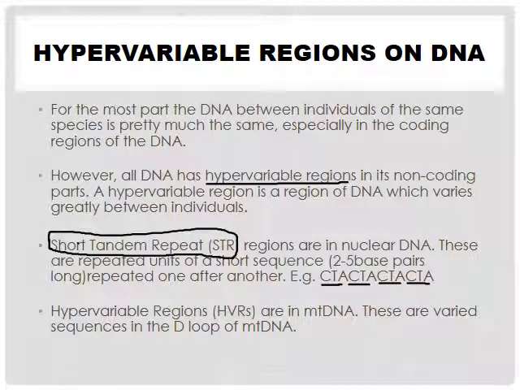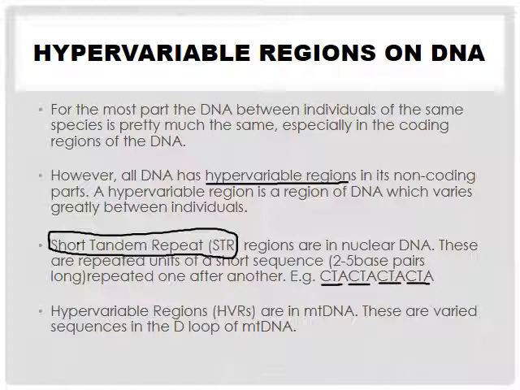Short in the sense that it's only ever 2 to 5 base pairs in length. So that's the thing getting repeated. Tandem, meaning it's one after another, so it's repeated consecutively. And repeat obviously meaning repeat. So CTA, CTA, CTA, CTA.